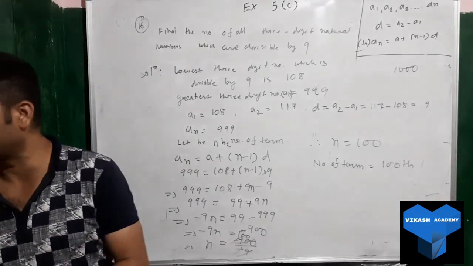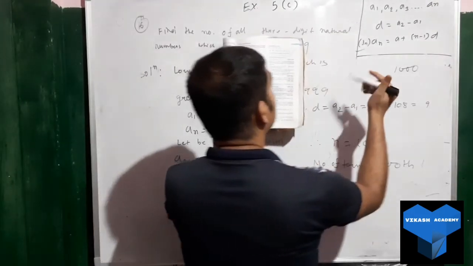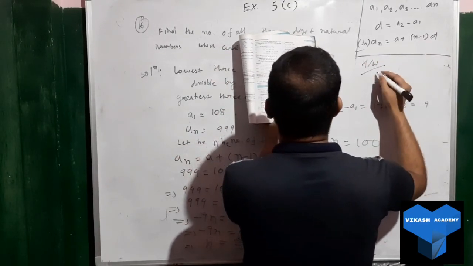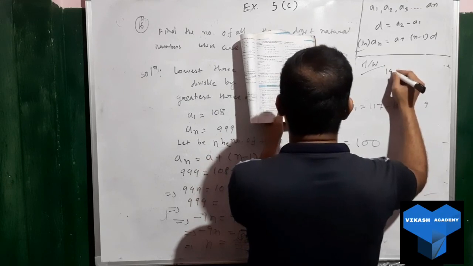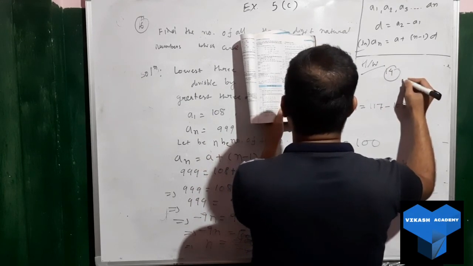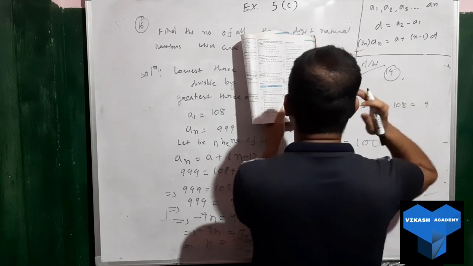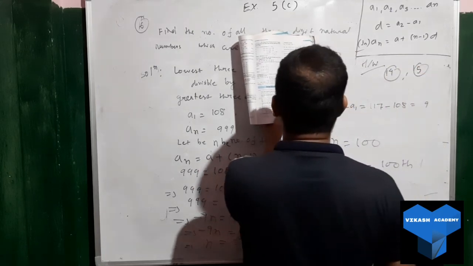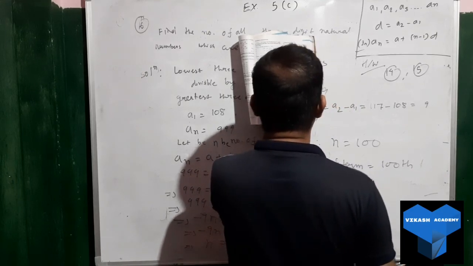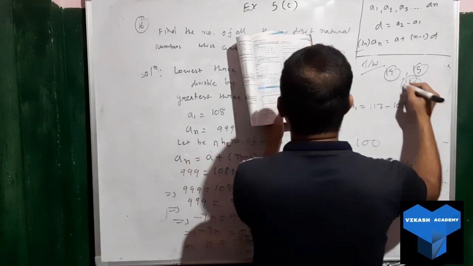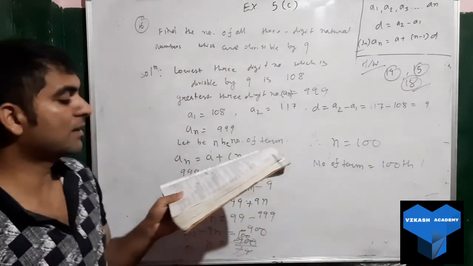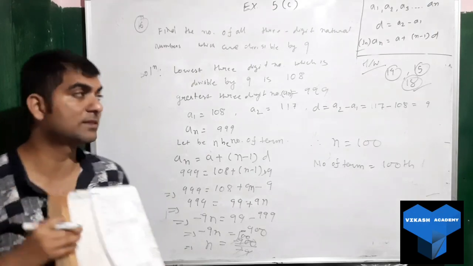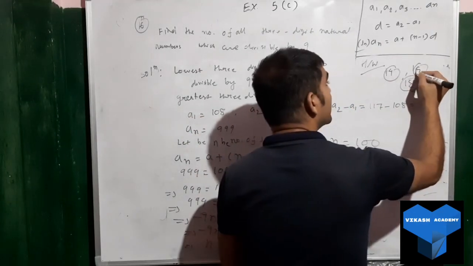Please write down your homework: question number 14, question number 15, and 18. I have done 16 just now. If you do these three questions, all the important sums will be covered. I hope you are clear with 14 and 15.